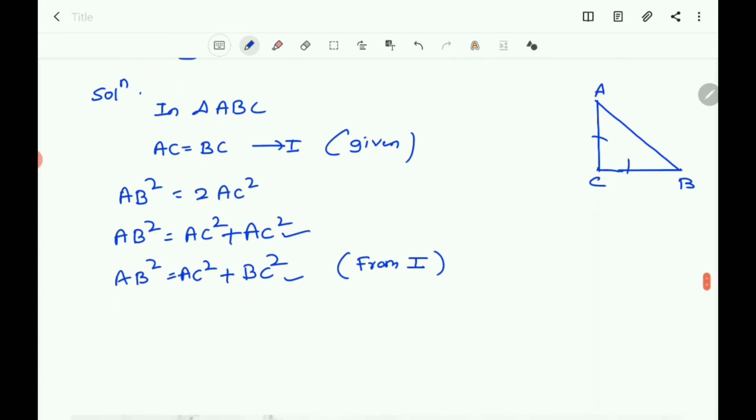Then here you know that if the square on one side is equals to the sum of the squares on the other two sides, then the angle opposite to the first side AB must be a right angle. So which is the angle opposite to AB here? That is angle C. Therefore you can write angle C is equals to 90 degree. The reason here is the converse of Pythagoras theorem.